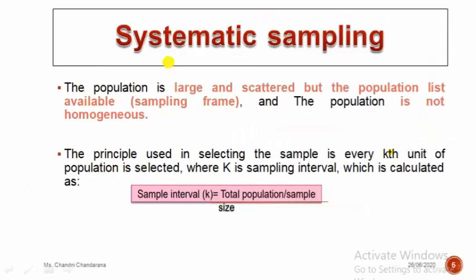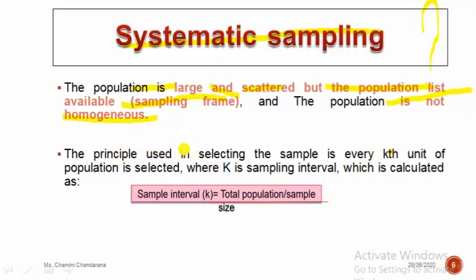Now the next technique is systematic sampling. So what is systematic sampling and when is it applicable? This method is applicable when the population is large and scattered, but the population list is available. This technique is different from simple random sampling because here the population is large and it is not homogeneous. So we can see the principle behind systematic sampling.